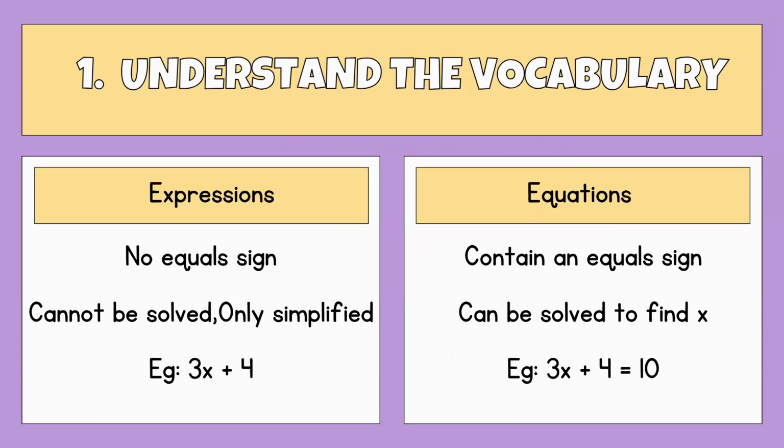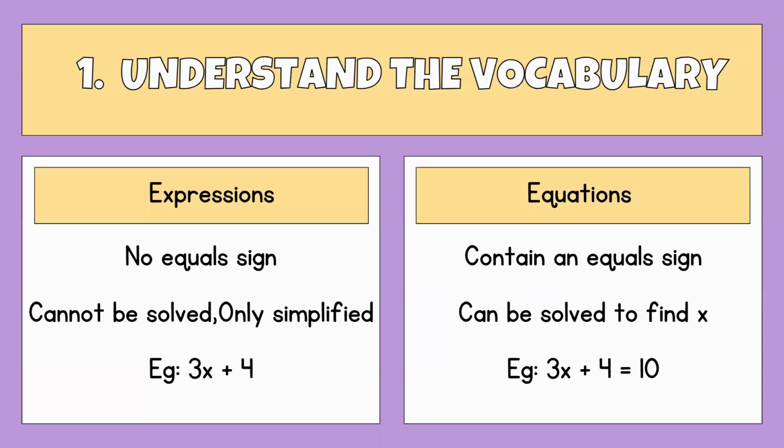What are expressions? Expressions have no equal to signs. They cannot be solved but only simplified. Do you want some examples of expressions? 3x plus 4, 10x plus 6, 7n plus 3. These all are expressions. They do not have equal to signs and they can only be simplified.